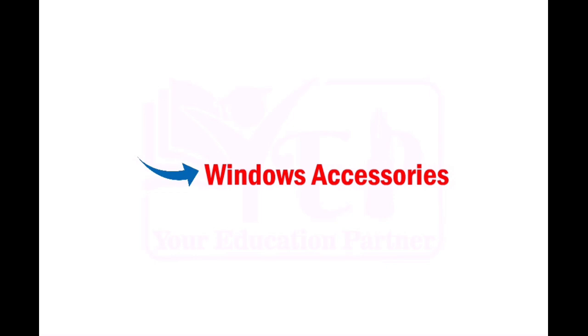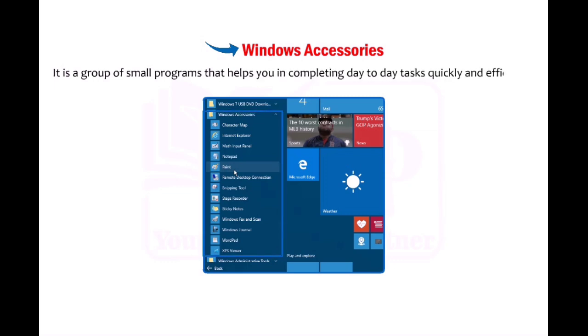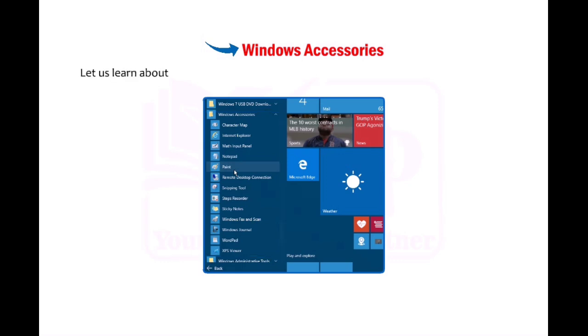Let us talk about Windows accessories. Windows accessories is an essential part of the Windows operating system. It is a group of small programs that helps you in completing day-to-day tasks quickly and efficiently by keeping them more easy and simple. Let us learn about some handy tools that come along with Windows operating system.